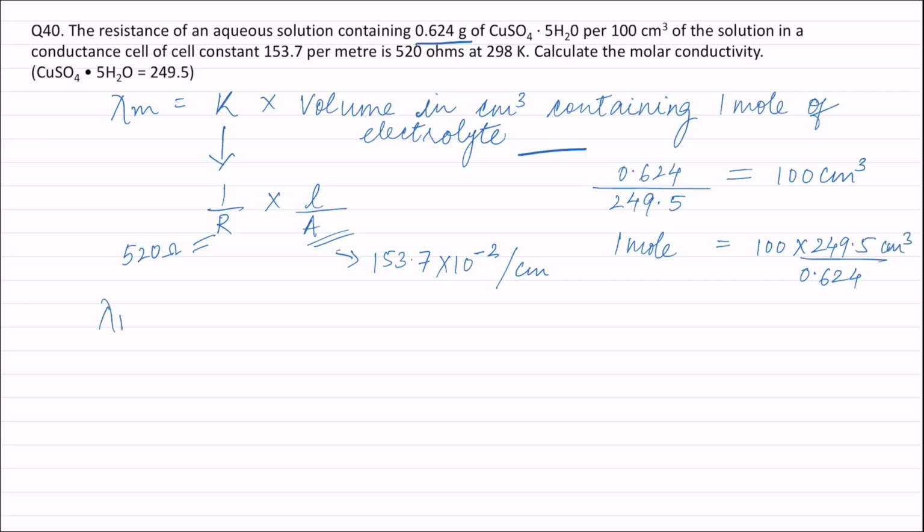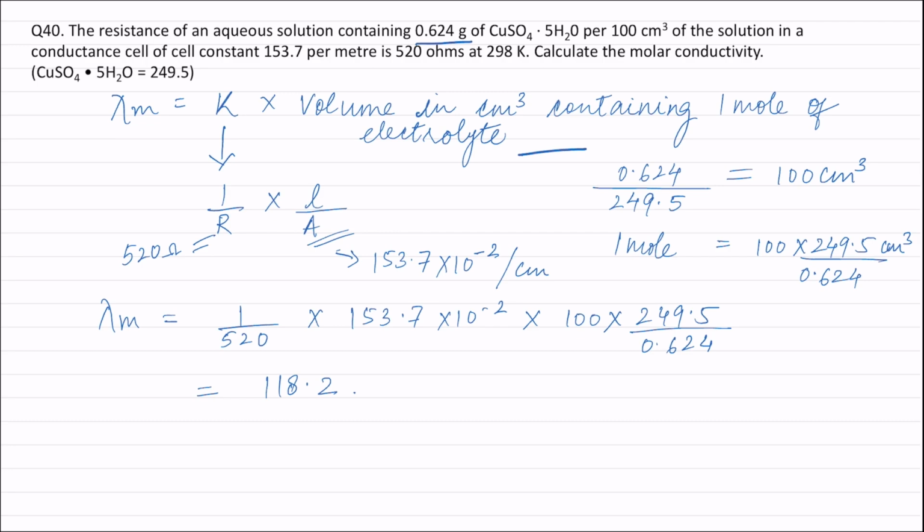Therefore, molar conductance will be equal to 1 by 520 into 153.7 into 10 to the power minus 2 into volume in centimeter cube containing 1 mole of electrolyte, which is equal to 100 into 249.5 divided by 0.624, and solving this, the value of molar conductance is equal to 118.2 per ohm centimeter square.